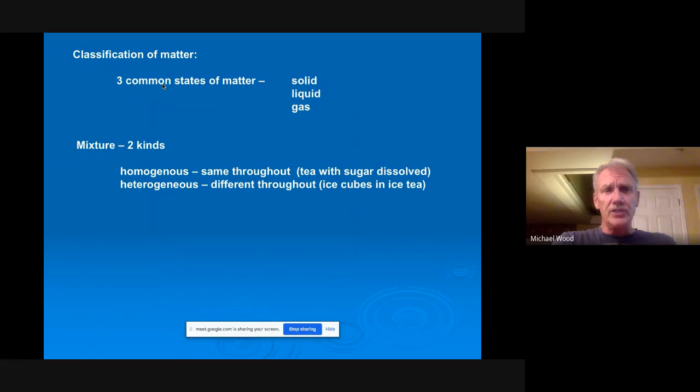A mixture has 2 kinds, homogeneous and heterogeneous. A homogeneous mixture is one that is the same throughout, and I'll give you an example: tea with sugar dissolved in it. It could be milk, air, something that's consistent throughout. A heterogeneous mixture is one that is different throughout, like ice cubes. I've got ice cubes and iced tea, Italian salad dressing, chocolate chip ice cream, raisin bran. Most of the things in the grocery store are going to be heterogeneous mixtures.